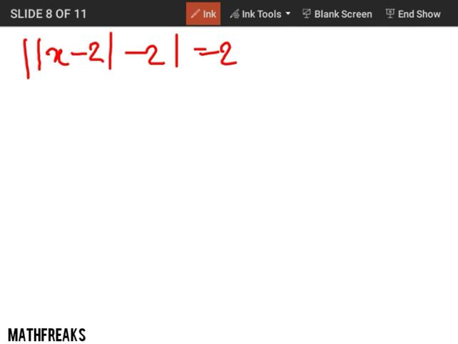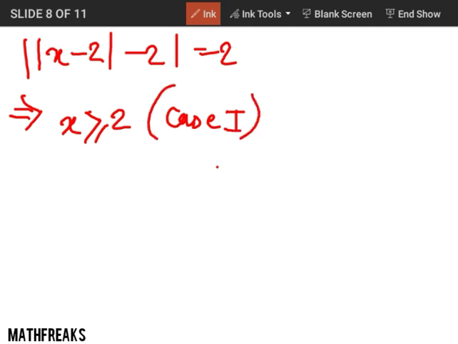Okay, first of all, what can we do? Say if x is greater than or equal to 2. This is case 1. If x is greater than or equal to 2, see, this portion will be positive. Just put values. We are putting a condition for x, that's it. So if we put this condition, then this part will always be positive.